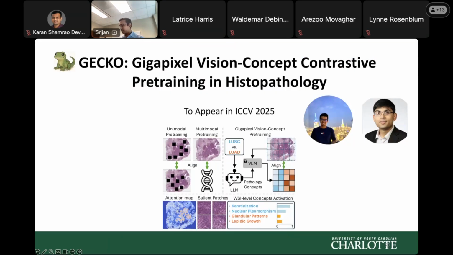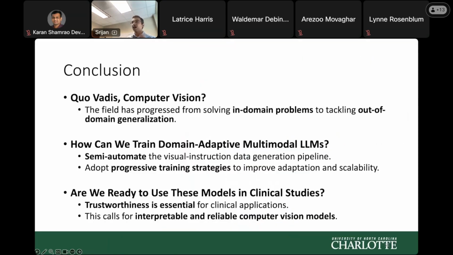So to sum up today's talk, I discussed what is going on with computer vision, how you can take a foundation model and adapt it to your domain. And there are different ways to do this. First, you should have your semi-automated pipeline to generate visual instructions. And you should also have very good training strategies to train your foundation models.